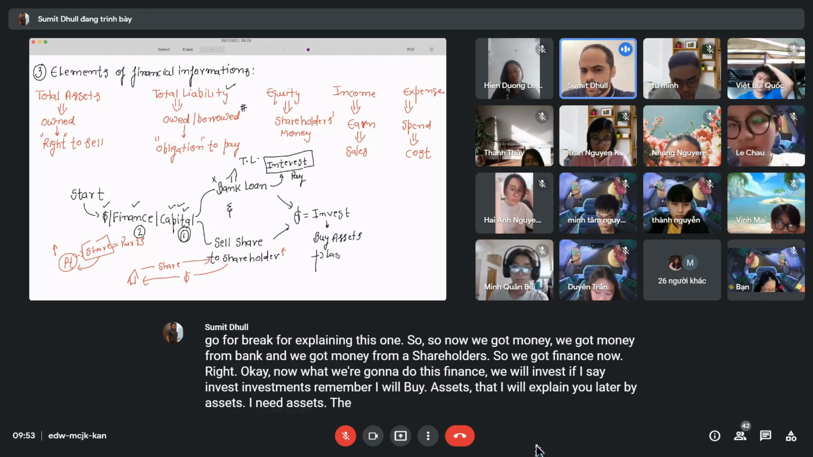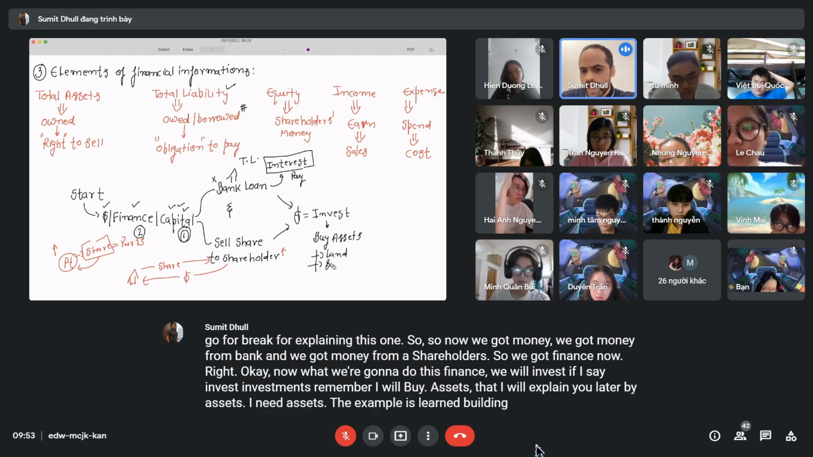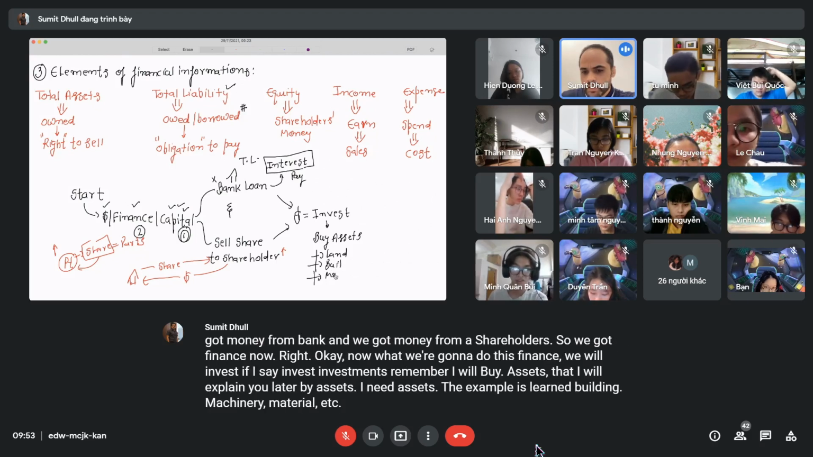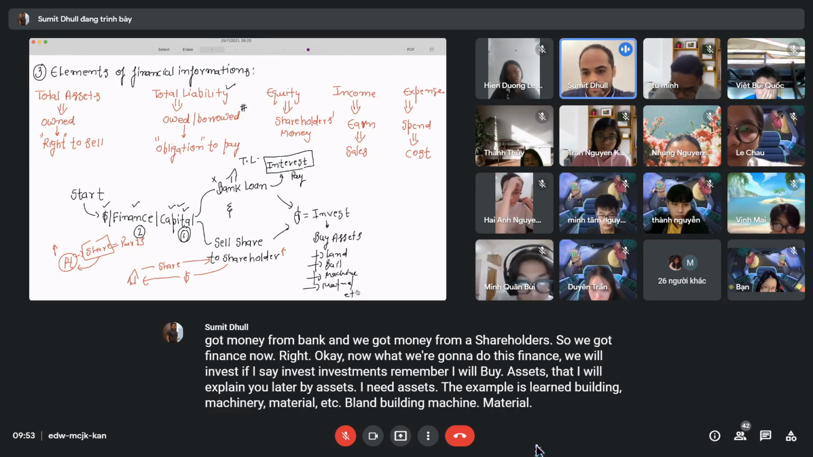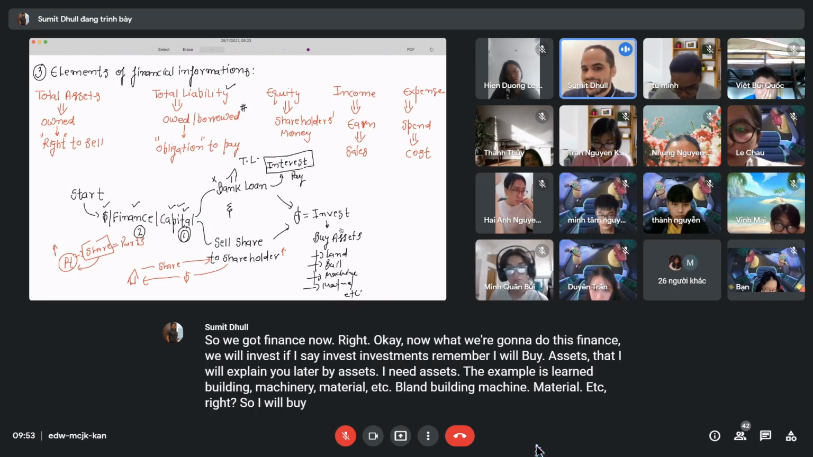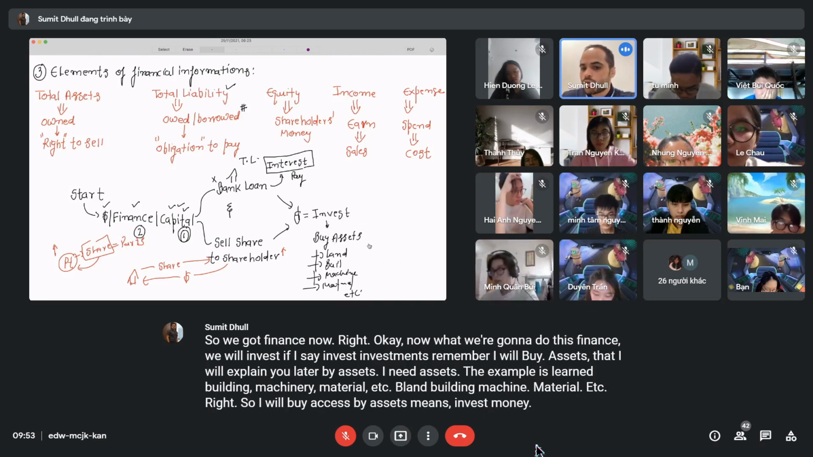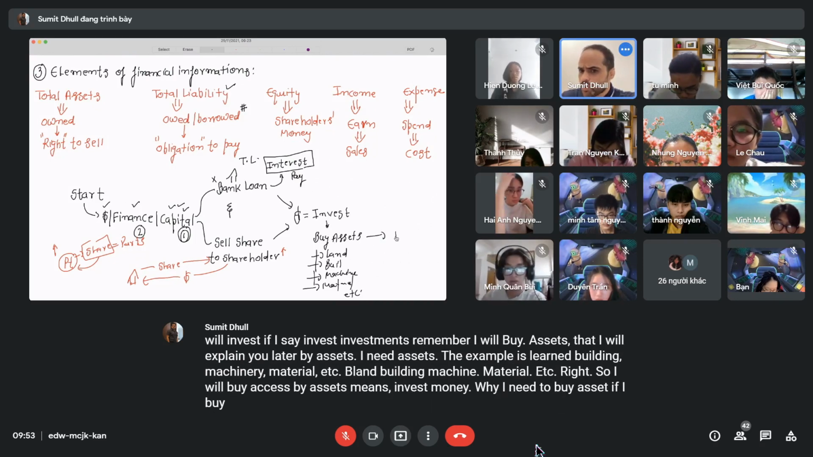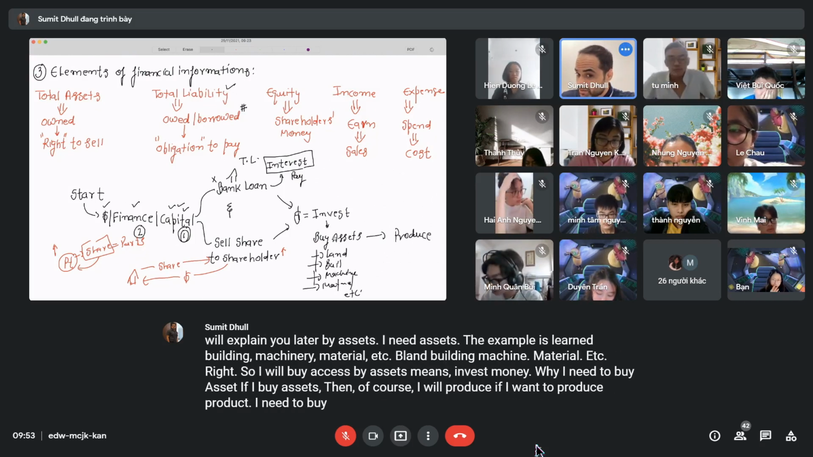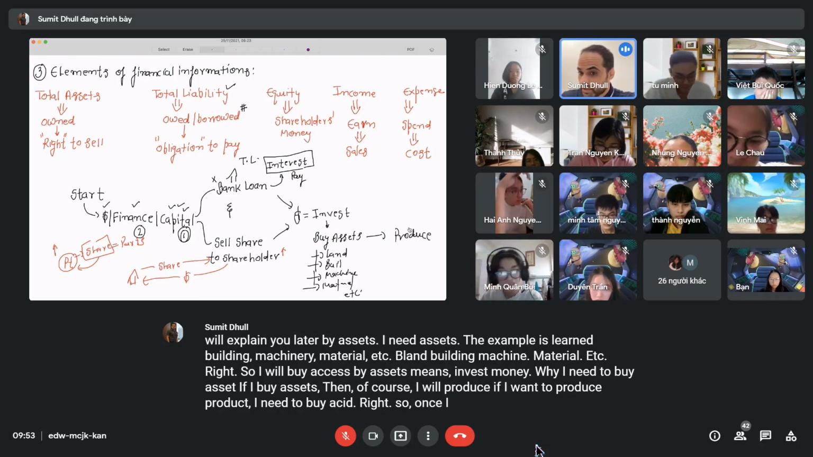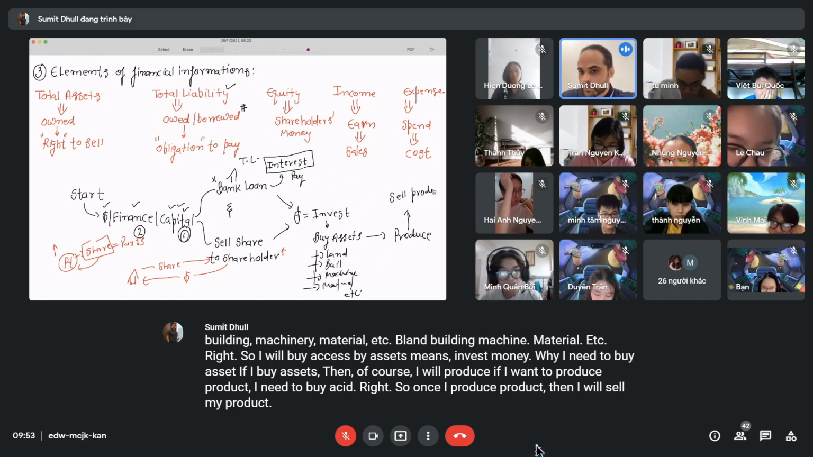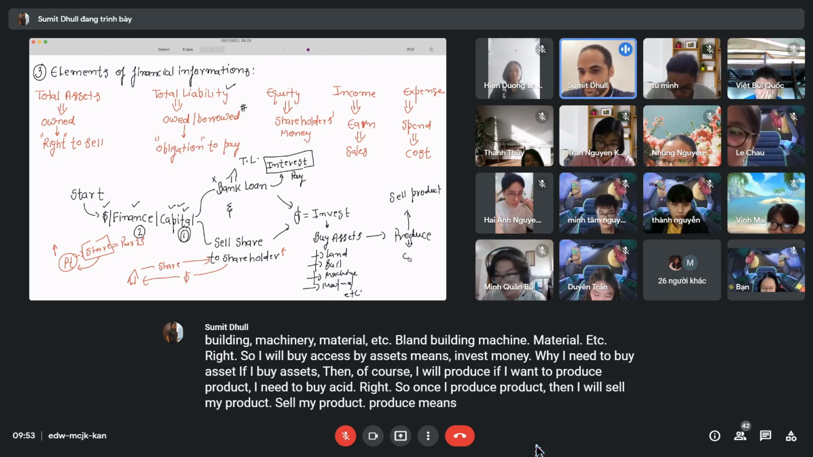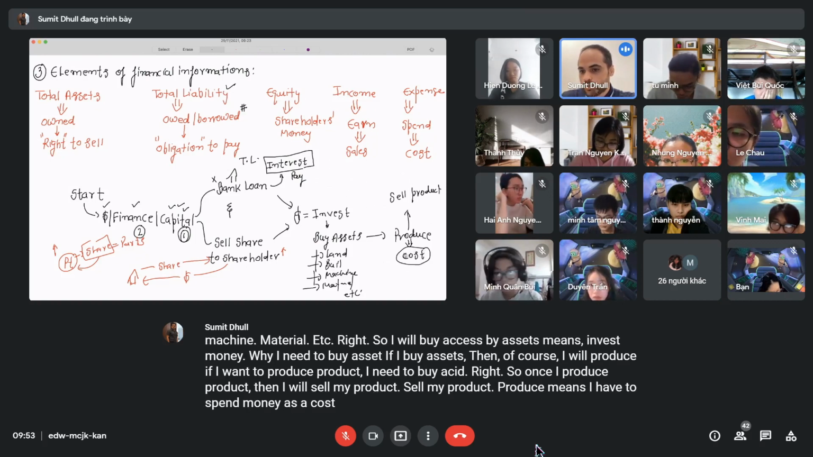The examples are land, building, machinery, material, etc. Right? So I will buy assets. Buy assets means invest money. Why do I need to buy assets? If I buy assets, then of course I will produce. If I want to produce a product, I need to buy assets, right? So once I produce product, then I will sell my product. Produce means I have to spend money as a cost. When I produce a product, I have to spend money, cost.